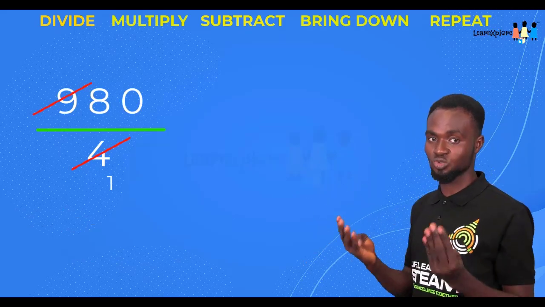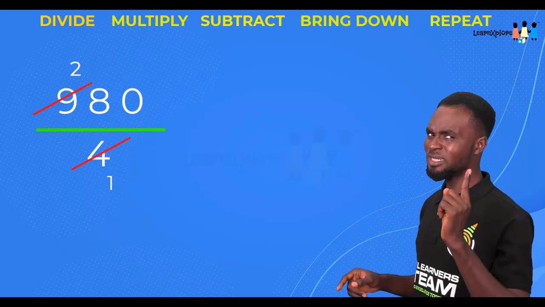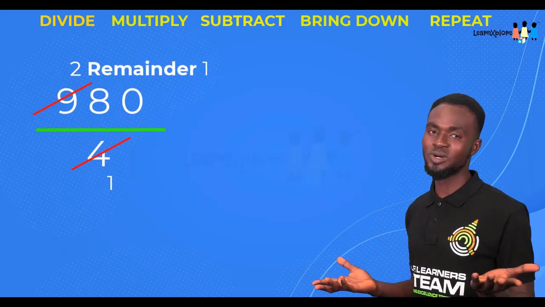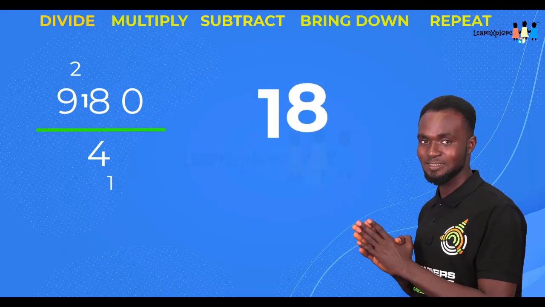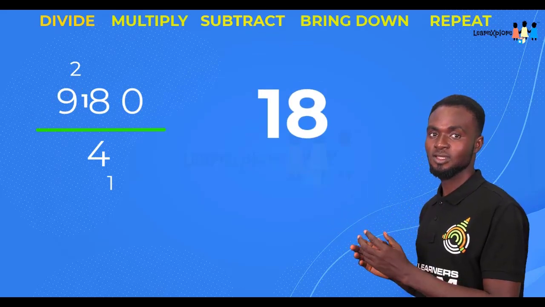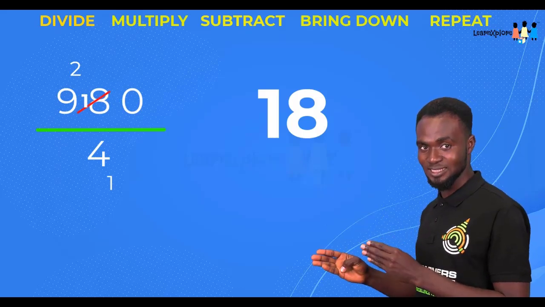We earlier said it's 2. So you write the 2. But it's remaining 1. What will you do to the 1? You put it on 8 and it becomes 18. So how many groups of 4 do we have in 18?